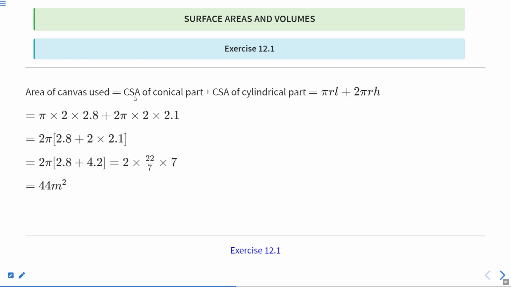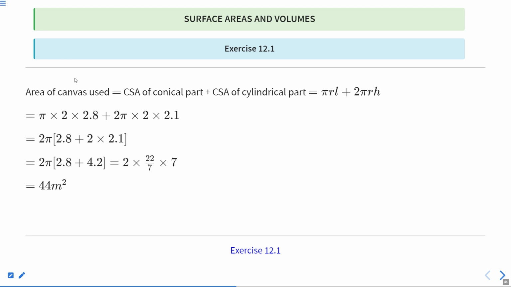So the area of canvas used is equal to pi times 2 into 2.8 plus 2 pi times 2 into 2.1, and this is equal to 2 pi times (2.8 plus 2 into 2.1), and this is equal to 2 pi times (2.8 plus 4.2), and this is equal to 2 times 22 by 7 into 7, that is equal to 44 meter square.